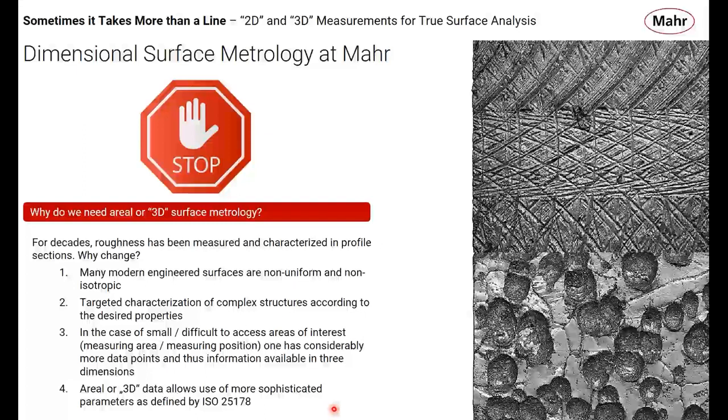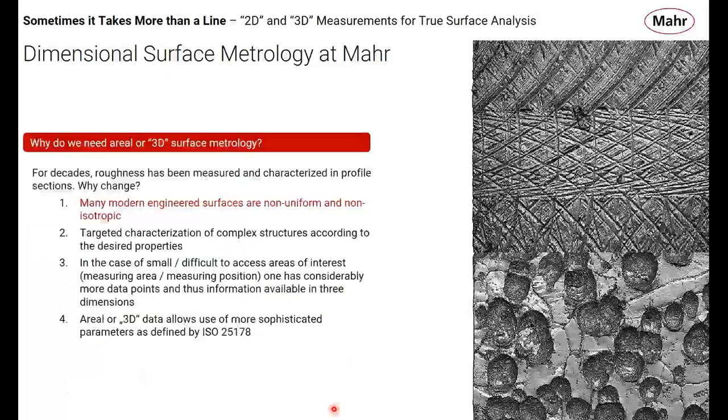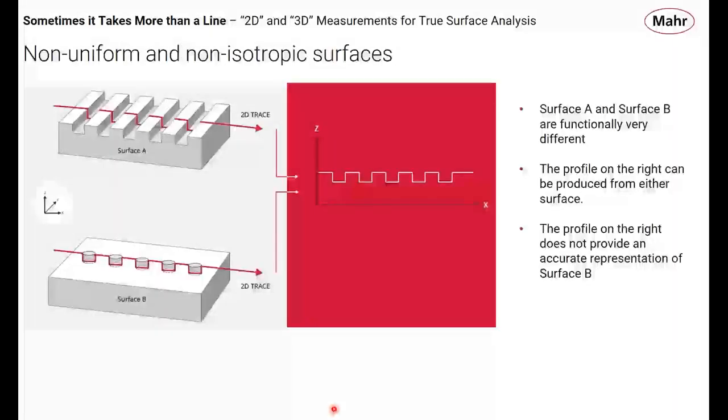And then finally, this is a pretty big topic too, and this is a 20-part webinar series, quite frankly. But the ISO 25178 gives us many sophisticated parameters, and I'm going to do my best to get through not all of them, but the groupings of them for you today, just to get your feet wet a little bit. So, jumping right into the first one: non-uniformity, non-isotropy of modern surfaces.